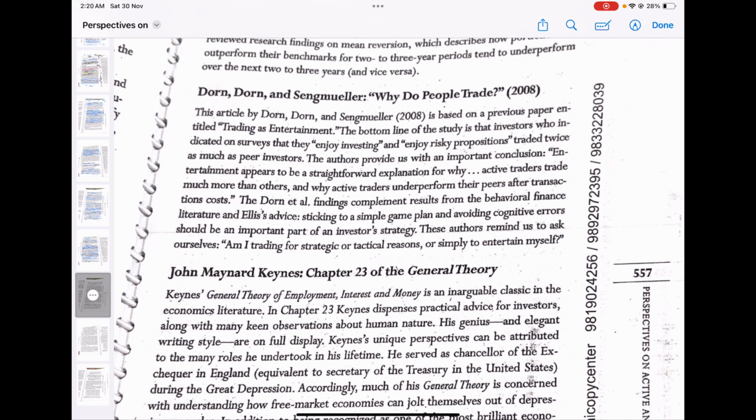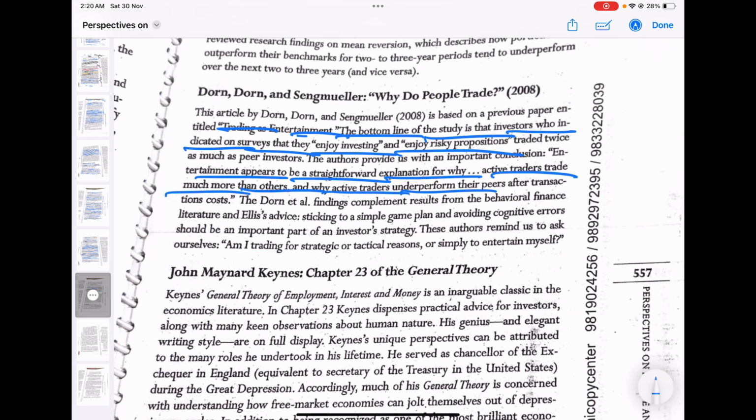Dunn and Sengmüller is based on a paper known as Trading as Entertainment. The bottom line of the study is that investors who indicated on surveys that they enjoy investing and enjoy risk propositions trade more. Entertainment appears to be a straightforward explanation of why active traders trade much more than others and why they underperform their peers, right? Because think about it, a lot of people do it for fun. People don't really do it on a serious note, right? So that is one thing.